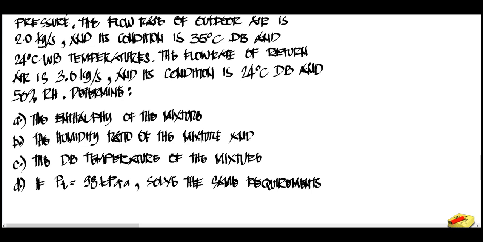And D, we have, if the total pressure is 98 kPa absolute, solve the same requirements.